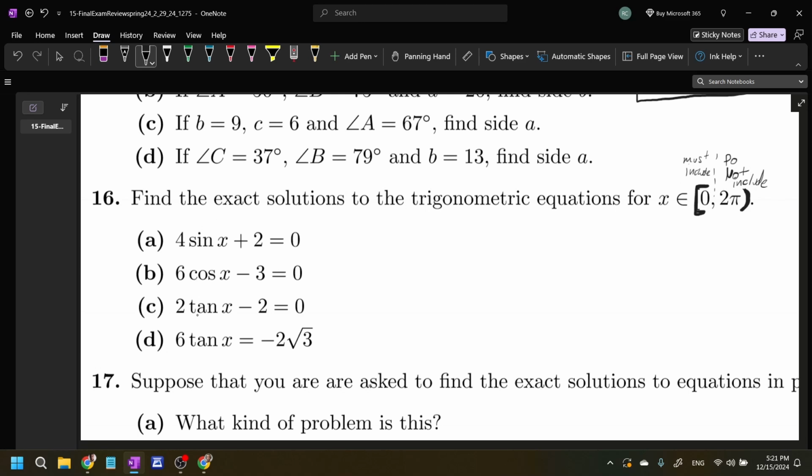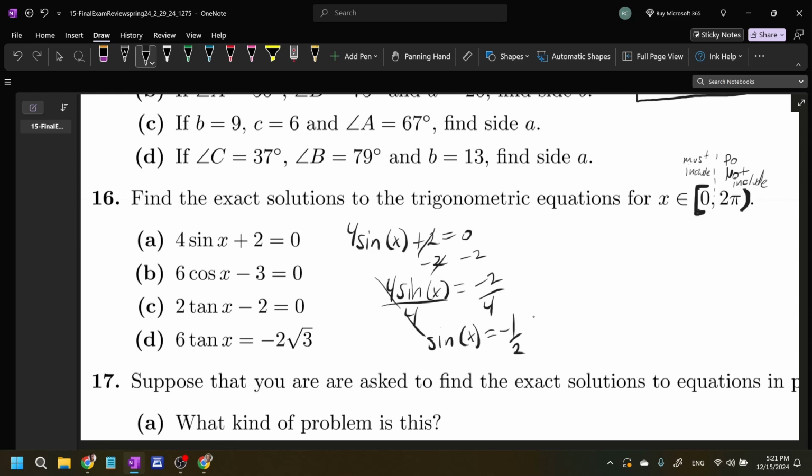Okay, sine, cosine, and tangent. Let's go back to sine. So let's solve this: 4 sine of x plus 2 equals 0. Subtract 2 from both sides. We get 4 sine of x equals negative 2. Divide both sides by 4. We're left with sine of x equals negative 1/2.